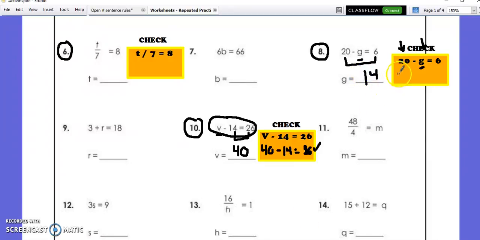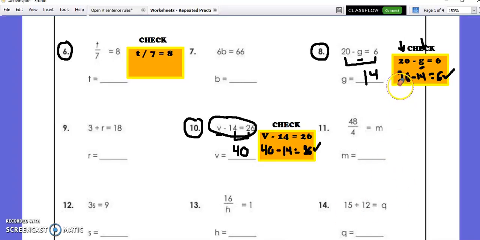Then I plug it in. Is 20 minus 14, which I'm replacing g with 14 because that's what I believe g is equal to, 6? It is. When I check it on the calculator, it checks out. Here's why checking is so important.